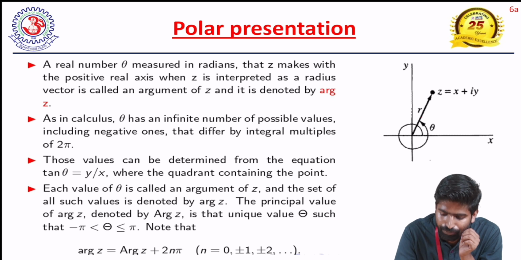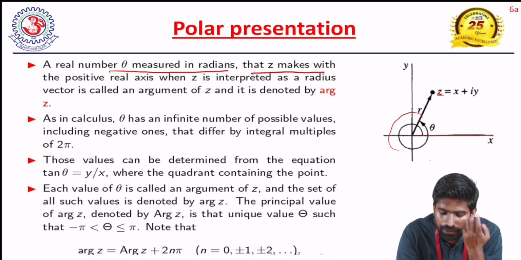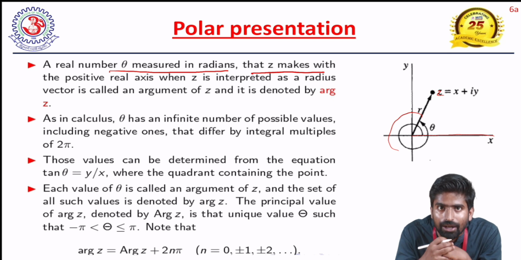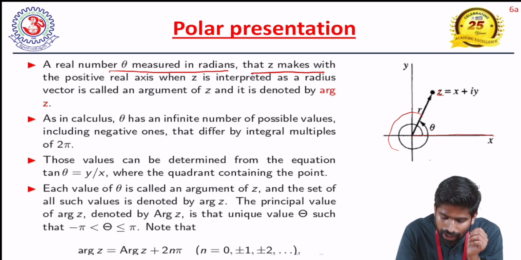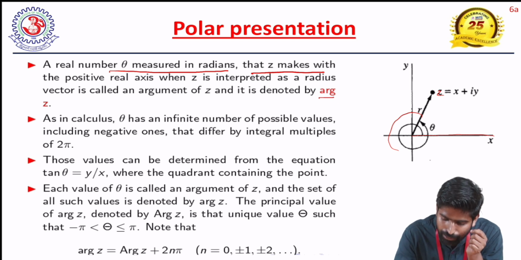Suppose this is the real line, this is the x-axis, this is the y-axis, and this is z1. We are saying that the real number theta is measured from the positive x-axis. Any real number theta measured in radians that z makes with the positive real axis is said to be the argument of z, and we will use the notation arg z to denote the argument of z. If I start measuring from here, this is the angle theta.